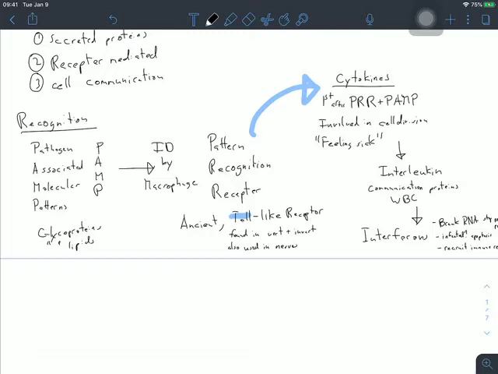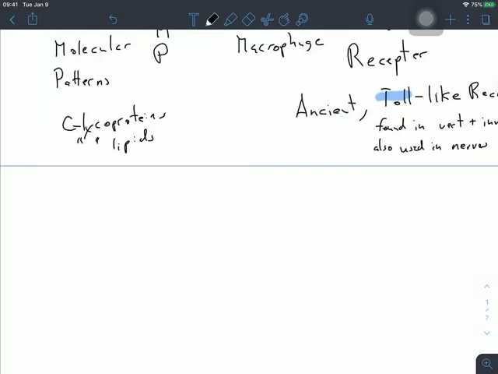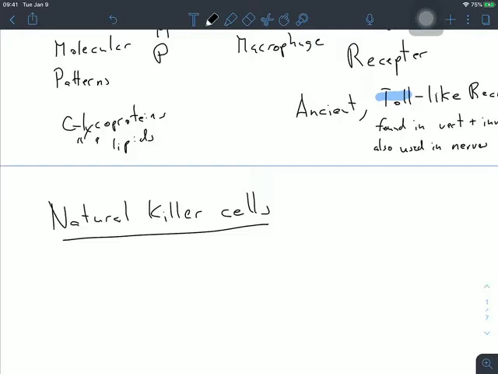The last cell type or major component of the innate immune system that I want to go over are perhaps the coolest named of these, the natural killer cells. And natural killer cells are cells that have a lot of nucleus with very little cytoplasm, because they're doing a lot of processing.